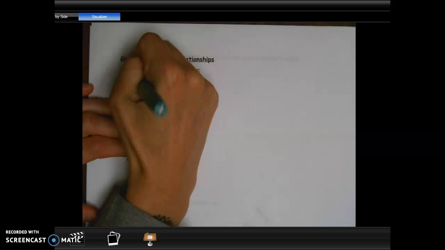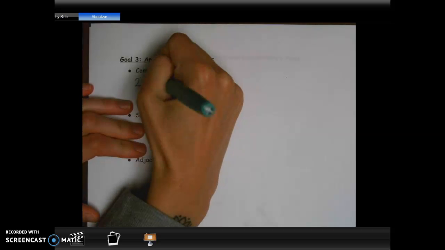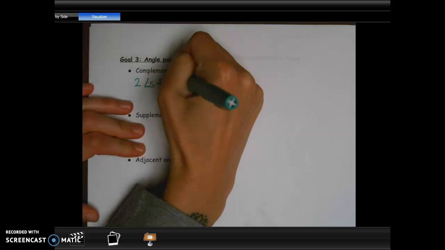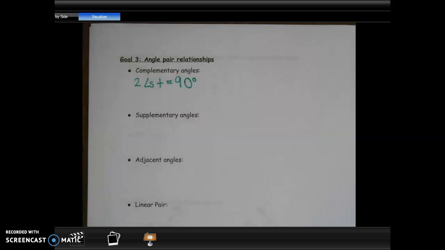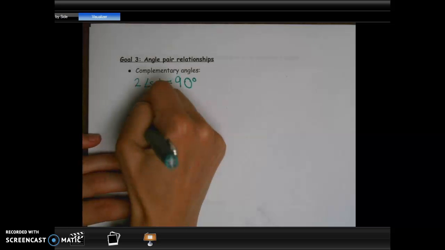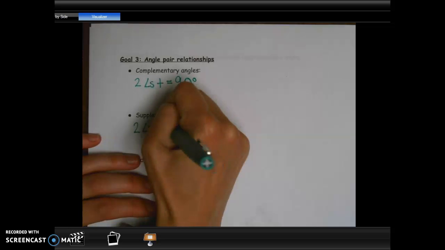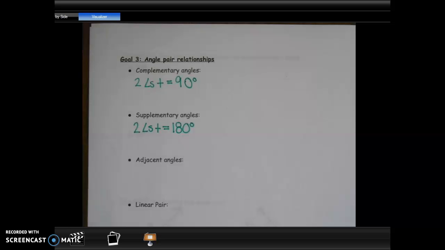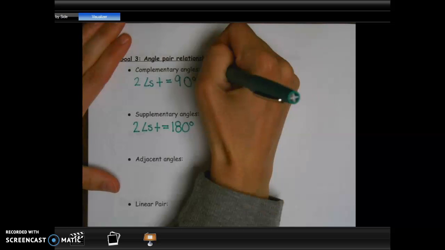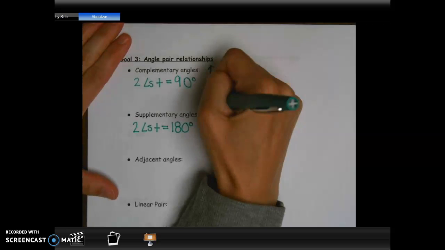These are two angles that add to equal 90 degrees. So any two angles that can equal 90 degrees are considered complementary when you add them together. Supplementary is two angles that add to equal 180 degrees. So those would be considered supplementary. Now, just remember, I want to show you all some examples.